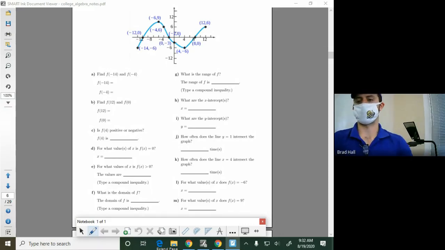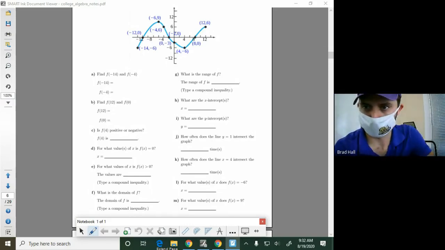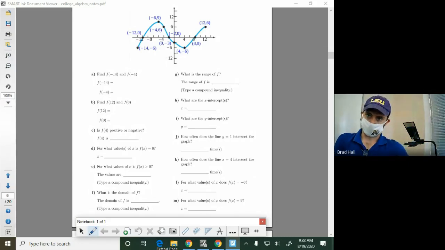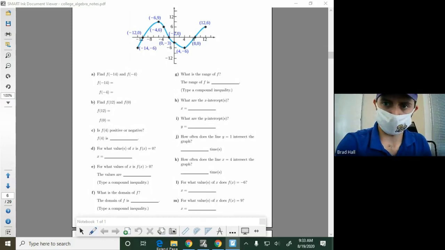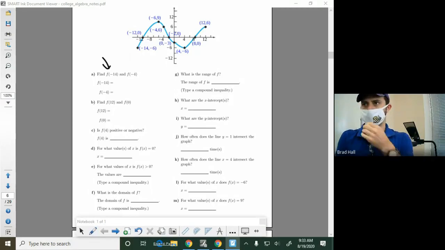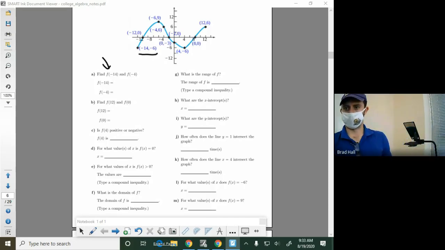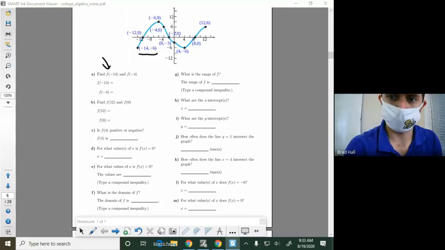So start off with part A, find f of negative 14. The way that interpretation normally goes is, well, what it means for negative 14 to be in the parentheses, like it is here. It means that x is negative 14, and we find the y value. So we see it for this ordered pair right here, the x value is negative 14, the y value is negative 6. So that's it. Just more of an identification thing so far.